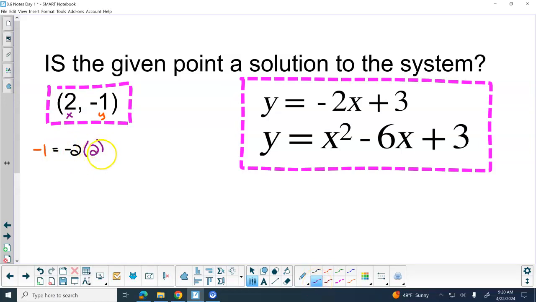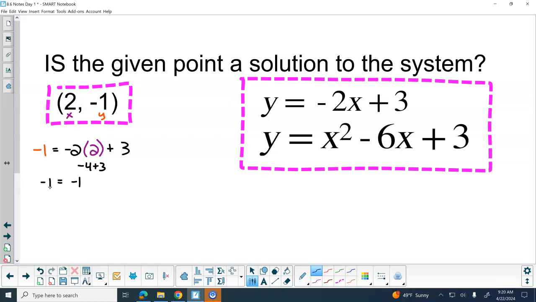times 2 plus 3. Negative 2 times 2 is negative 4, plus 3 is negative 1. Negative 1 equals negative 1. Yep, so it works out in the first one. Is it a solution to the system? No. We don't know yet. It works on the first one, so we know that we have to keep going.